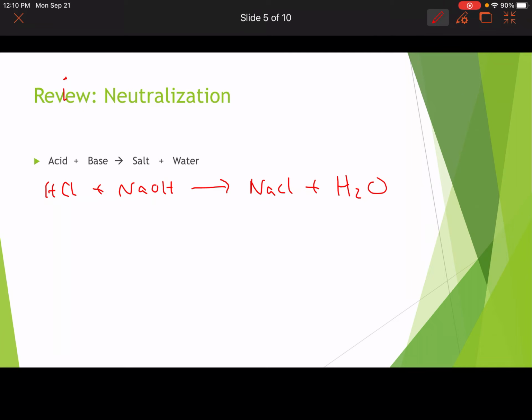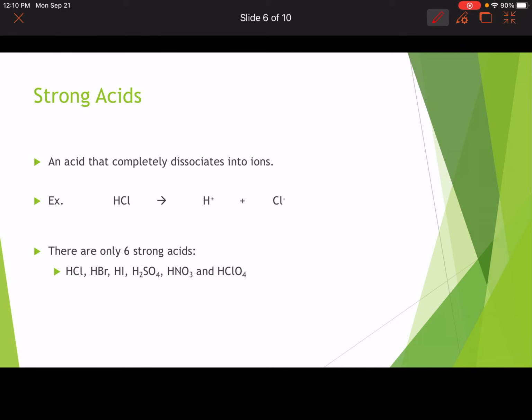Now, one thing sometimes people forget is that H and OH, if you've got this, that's going to make water, right? It's the two H's and an O. So this is literally our acid plus our base gives us our salt plus water. That's the general formula. Now we're going to talk about strong acids.